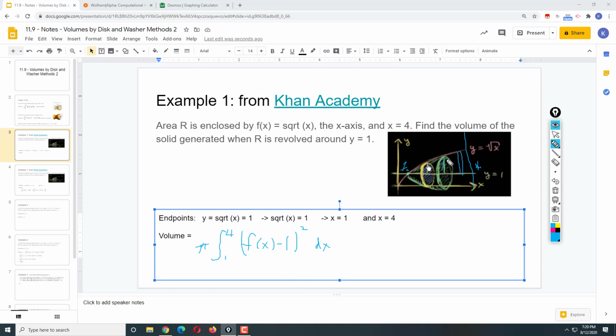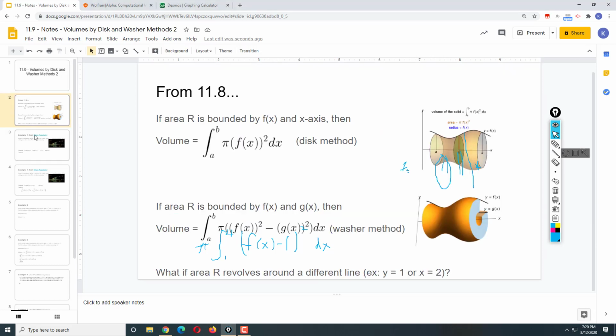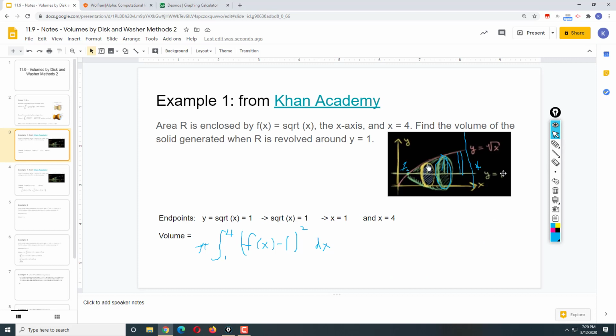I should mention that this is still a disk, a circle, not a washer. This is not like a donut with a hole in the middle. So that's why it's the whole thing of f(x) minus 1 squared, and not f(x) squared minus 1 squared. Okay? So that's really going to equal pi times the integral from 1 to 4 of square root of x minus 1, squared, dx.